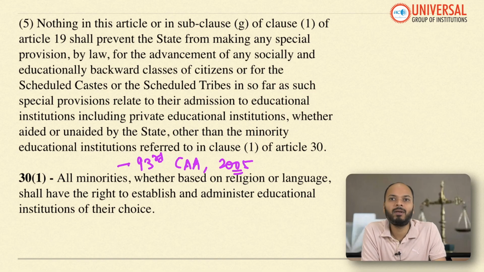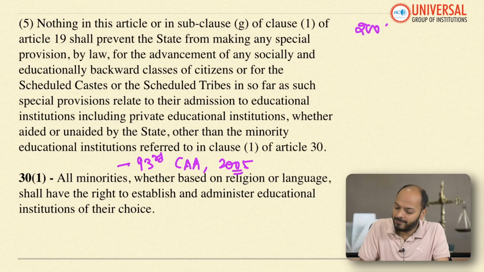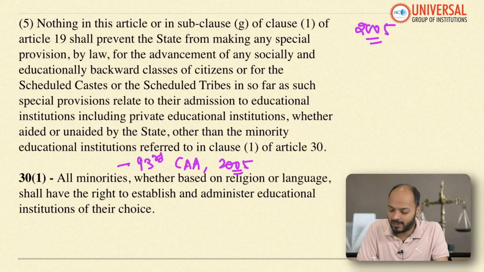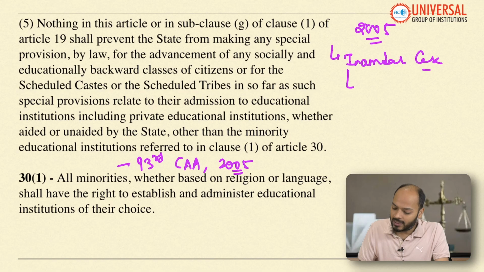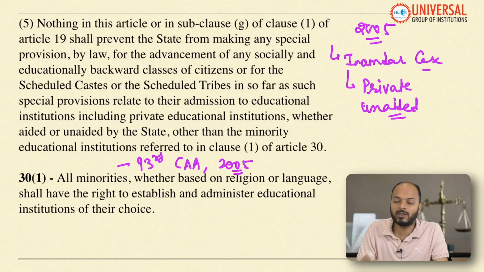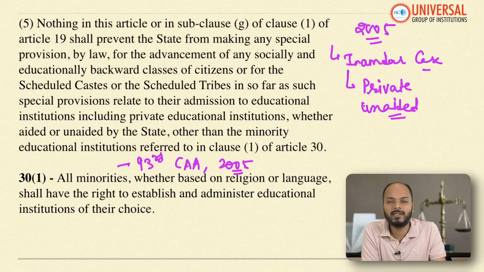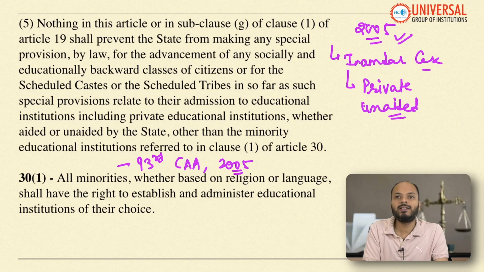The need to bring this amendment was that in the year 2005 only, the Supreme Court of India had passed a judgment. The case was the Inamdar case. In this case, the Supreme Court said that the reservation which the state gives, especially to OBCs, will not be given in private unaided schools or colleges, right? The private schools or colleges which do not take any kind of aid from the state will not be forced to give reservation to people of the OBC community, right? This was the judgment in 2005 by the Supreme Court of India.